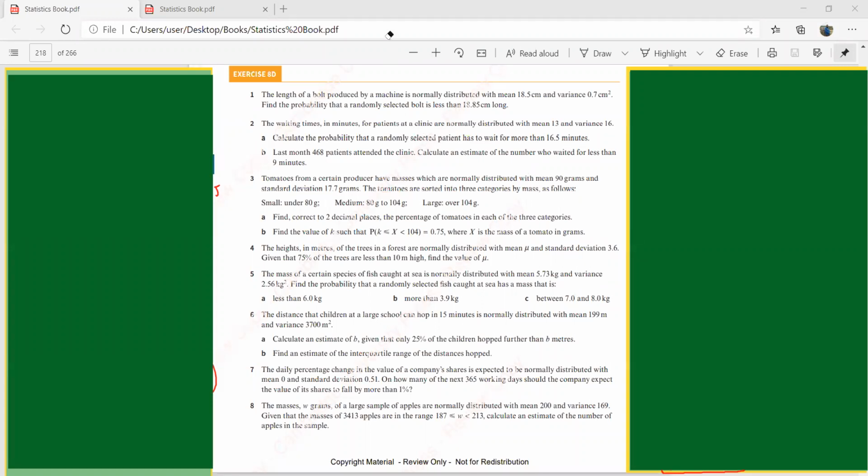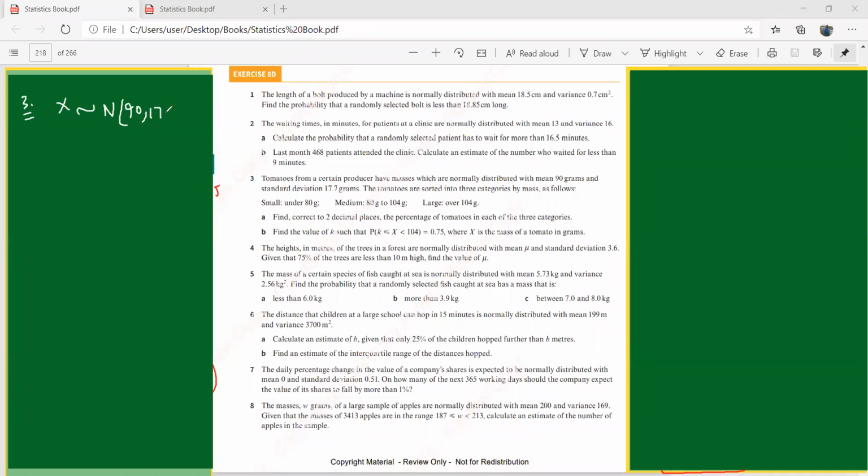Okay, so I have just spotted the third question. It says the tomatoes from a certain producer have masses which are normally distributed with mean 90 and standard deviation this. So we should say, okay, in this third question, we'll write it ourselves. Before this, it was given to you, okay? So the mean is 90 grams and the variance, it says the standard deviation.